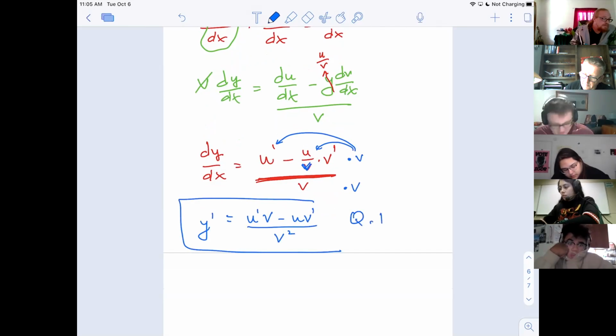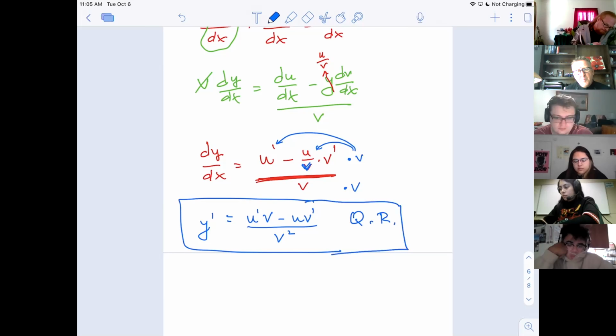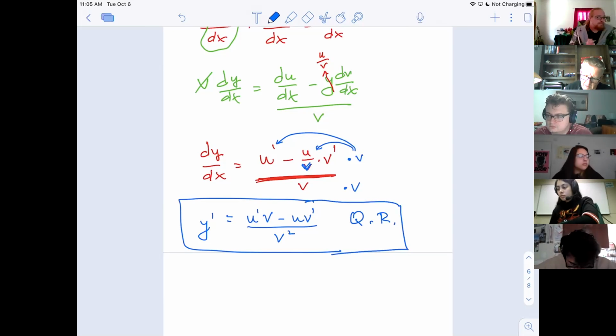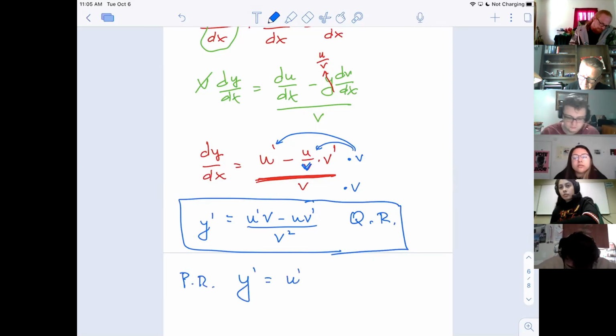That is the most memorable version of the quotient rule right there. Like that, I could actually memorize. Let me rewrite the product rule quickly next to it. y prime is equal to u prime v plus uv prime.